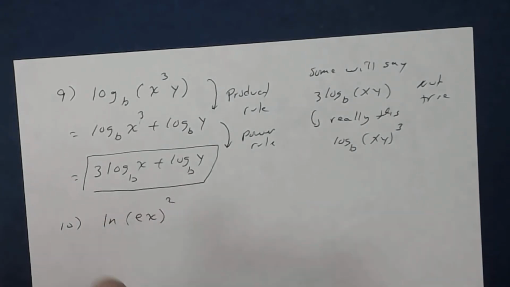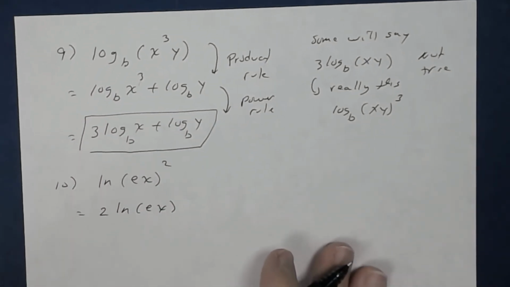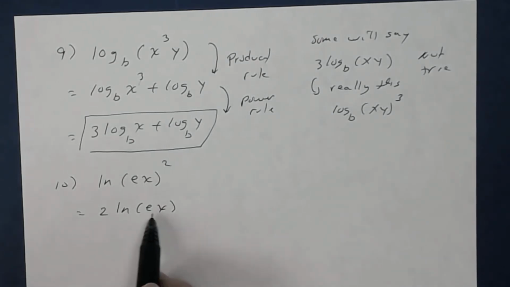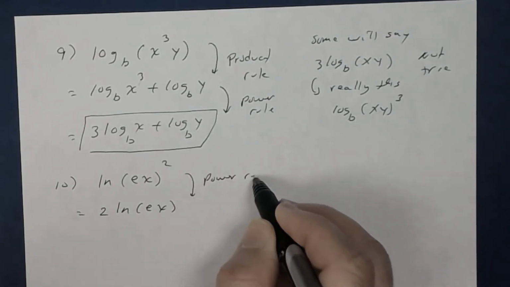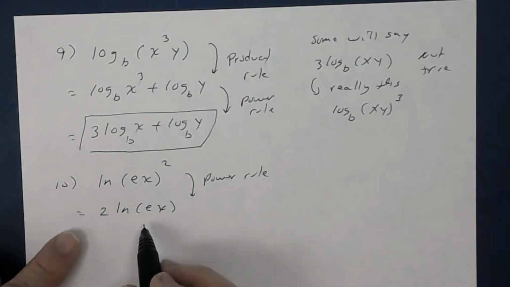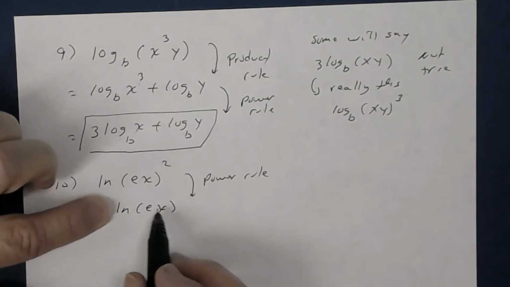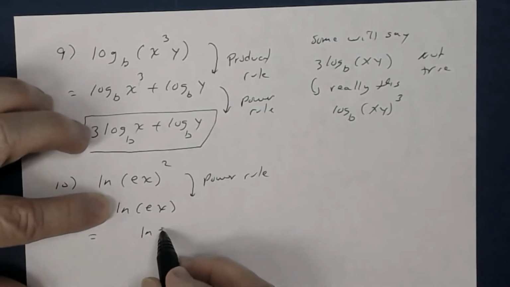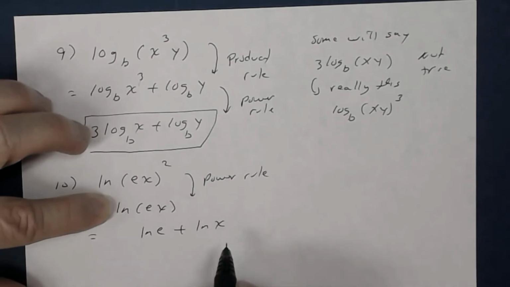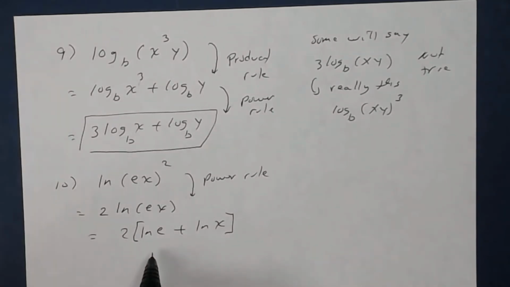So you're going to write this as 2 times the natural log of e times x like this, all right? Now I'm going to use the product rule. So going from here to here, I use the power rule. And then I'm going to use the product rule. Now I'm going to cover the coefficient of 2 for right now, and let's just look at this for a moment. Do y'all agree that's going to equal the natural log of e plus the natural log of x, right? Okay, but remember, all of that sum has to be multiplied by what? 2. So don't forget about that.